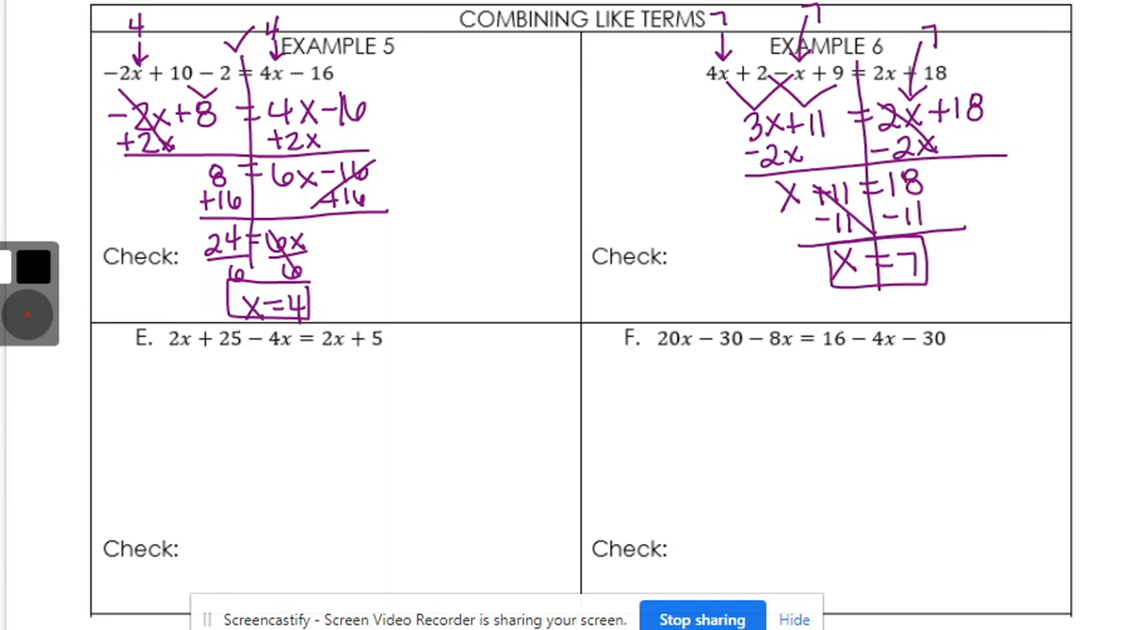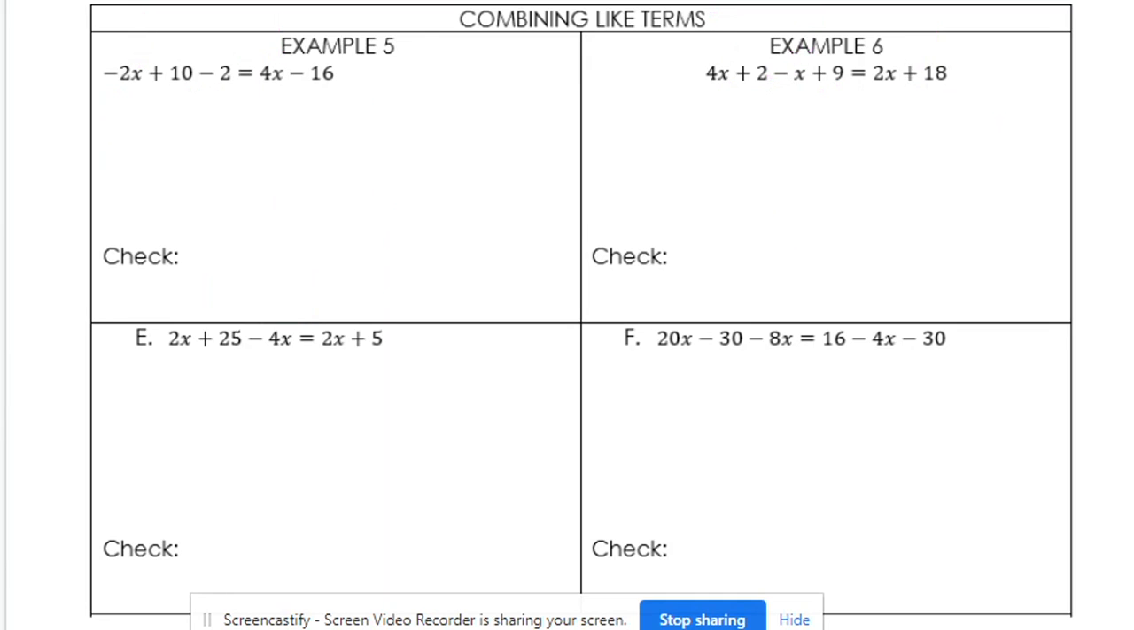Go ahead and pause the video and complete E and F on your own. Combine like terms first, then move the variable, the smallest one. When you're finished, press play.